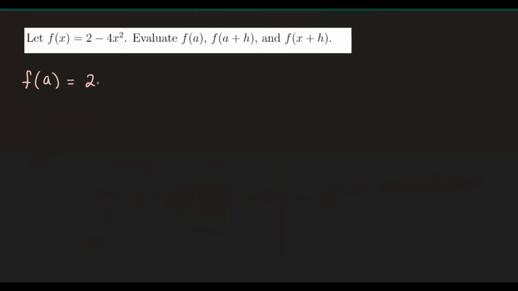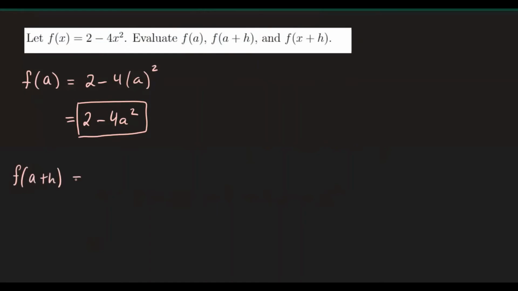So we have 2 minus 4x squared. So x will be replaced with a squared. And then if you simplify that, that's just 2 minus 4a squared. And there are no more like terms, so we'll claim that's the answer for f of a. Now let's do the next one, f of a plus h. So again, we'll do the same thing.